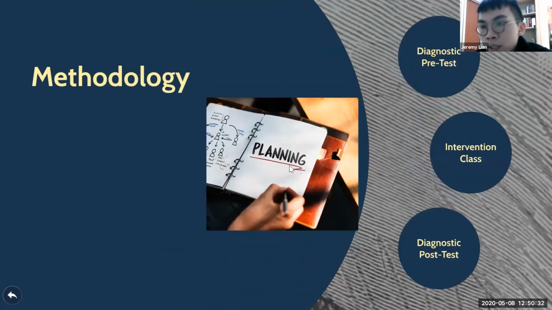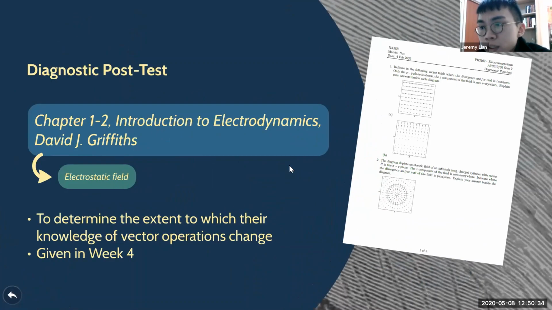Moving on to the post-test, the diagnostic post-test was then given to the student population in week 4 to determine the extent to which their knowledge of vector operations had changed. This was after lecture instruction up to chapter 2 of the course textbook, which covered the topic of electrostatics.